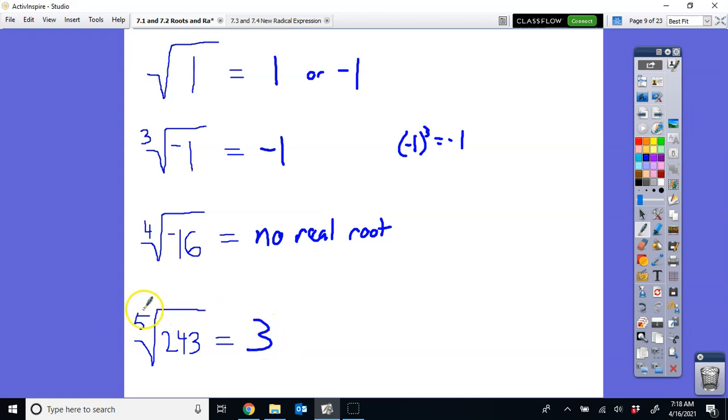You're not dividing it by 5. Also, please be careful with that. It does look like division sometimes in people's heads. So be careful. You're not actually dividing it by 5. You're taking the fifth root. Make sure you can do that.